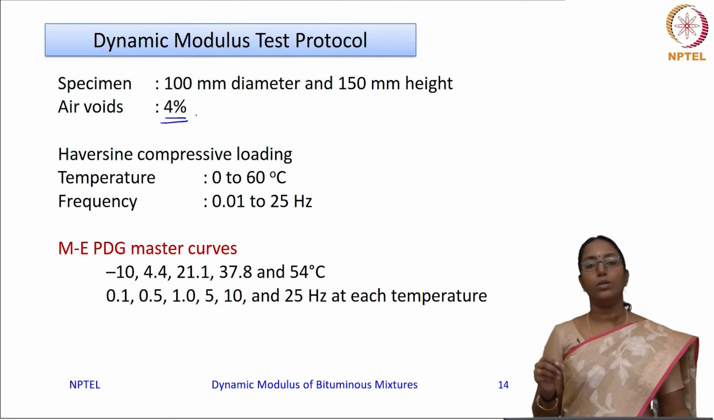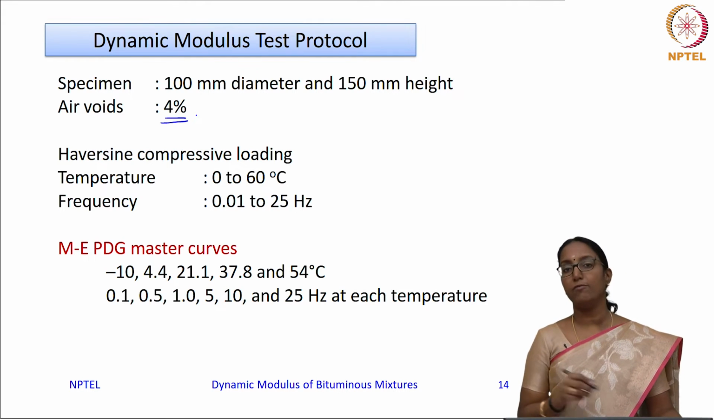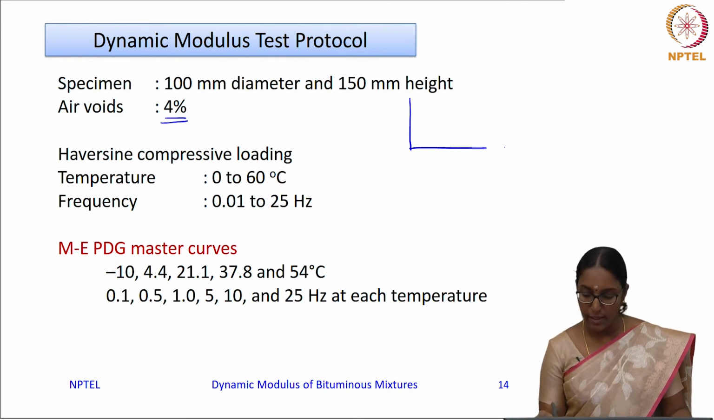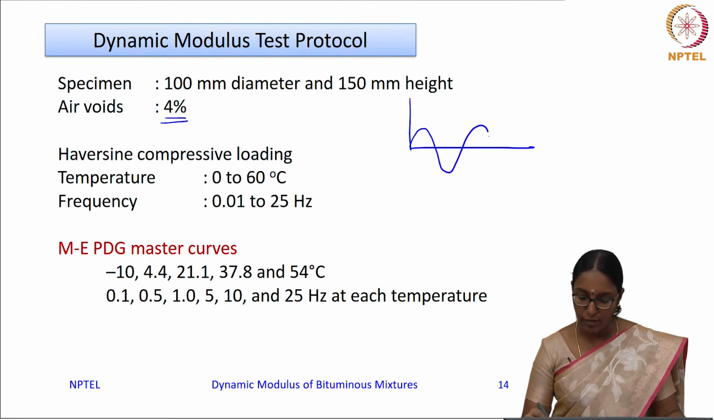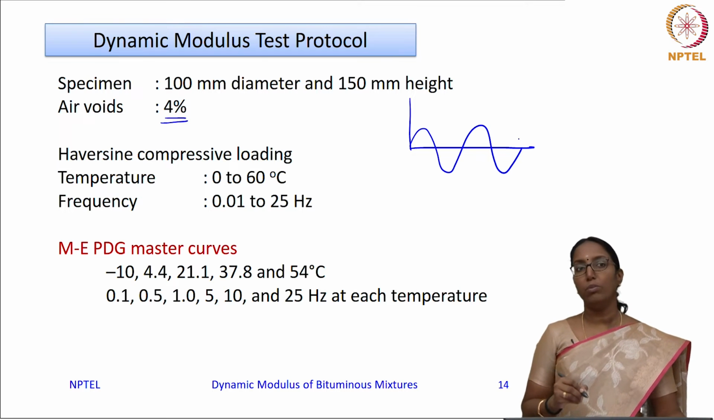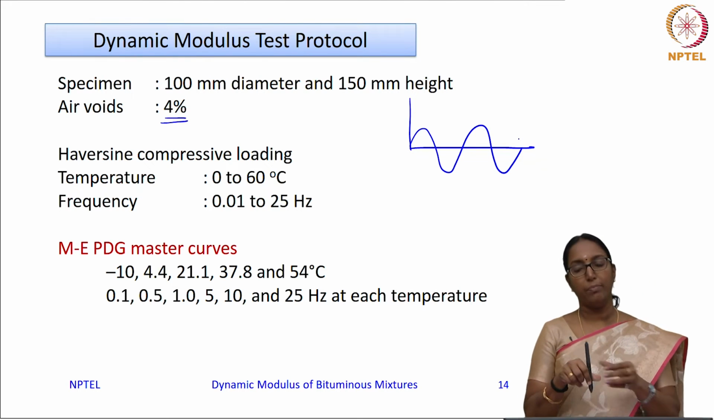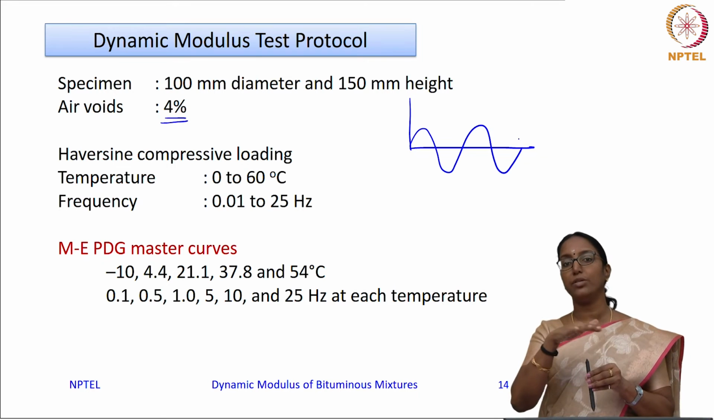Okay. Now, the loading is applied as a Haversine compressive loading. As I said, your dynamic modulus is defined in terms of a sinusoidal wave like this. Okay. But the problem with a sinusoidal wave is that if you have to apply a sinusoidal wave, it has to be compression tension. Okay.